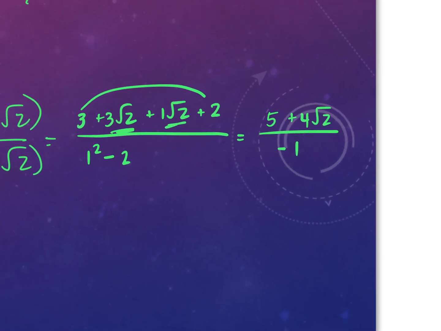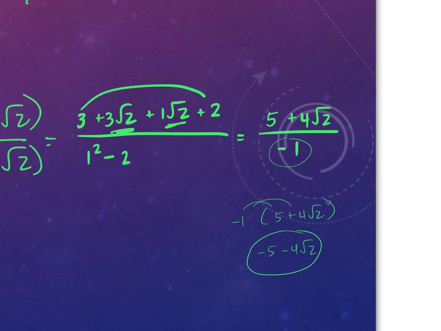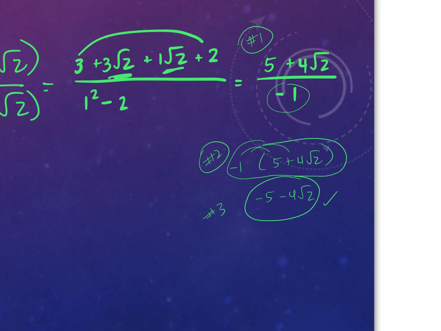The other thing I could do is I could just make the negative 1 up here, okay? And I could also distribute the negative 1. So minus 5 minus 4 radical 2. These 3 answers, this is answer number 1, this is answer number 2 here, and this is answer number 3. And to be truthful, they all equal the same and they're all valid. This is probably the preferred method because we don't like denominators, especially negative denominators. But they all equal the same thing.